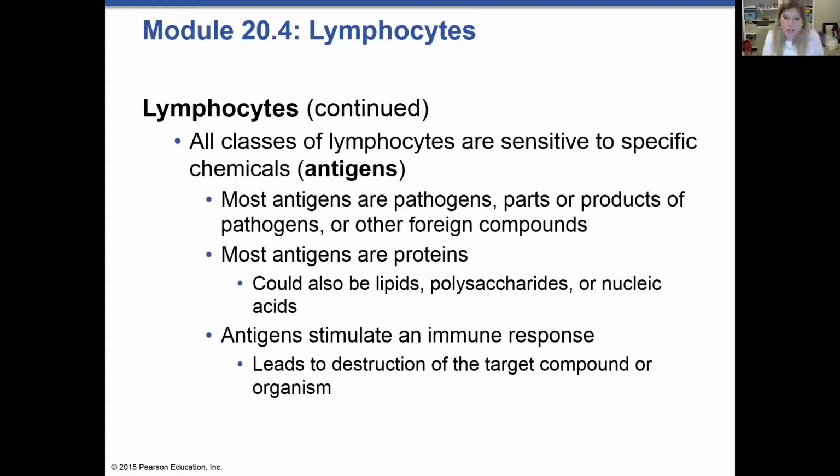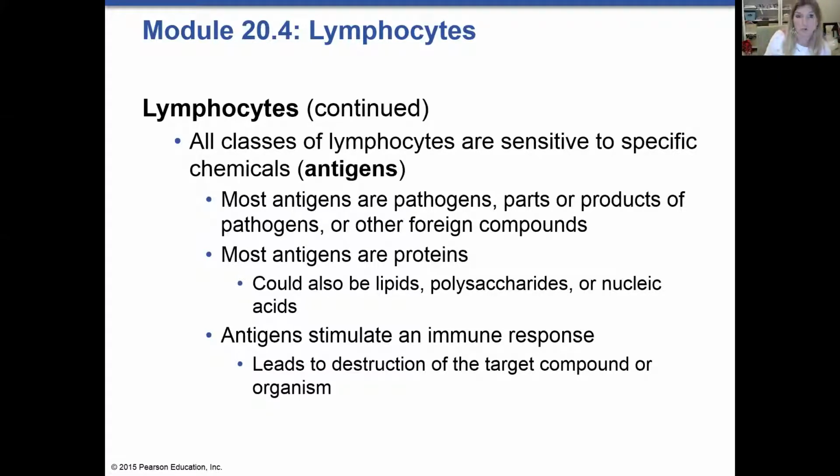So all classes of lymphocytes are sensitive to what we call specific chemicals or antigens, right? They are going to respond in a very specific way based on a specific antigen. Most of the antigens that come into our body are pathogens. These are parts or products of pathogens, foreign compounds, etc. So these are things that are not recognized by our immune system as self. It's not a Jamie cell, it's some other random cell that doesn't belong here, right?